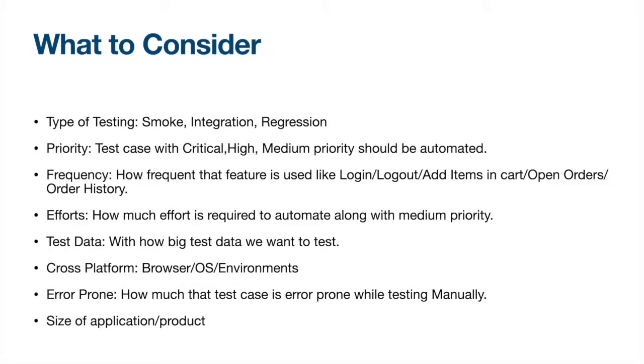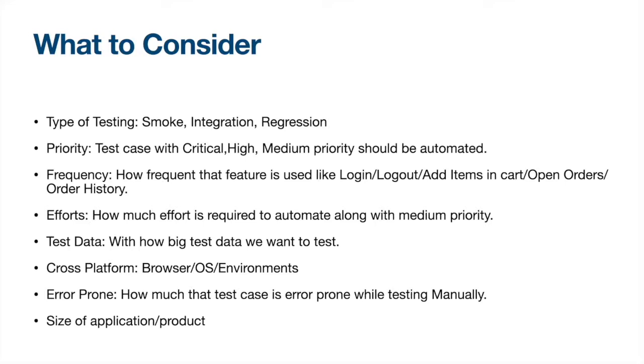So first, what to consider. First we need to understand what kind of automation suite we are going to create. So the first point is type of testing. Are we going to create a smoke testing automation suite, an integration automation suite, or a regression automation suite? Because the type of automation suite which we are going to create has a greater impact on the selection.